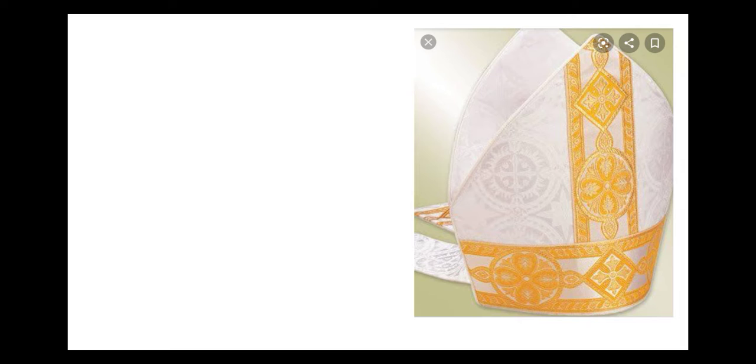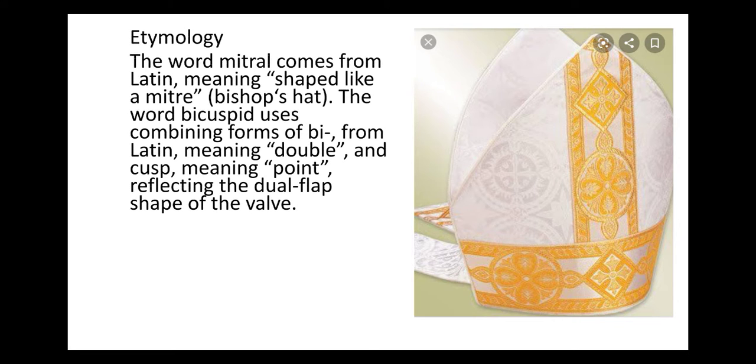The mitral valve. Now, this is between the left atrium and the left ventricle. Why is it called the mitral valve? Because it resembles the bishop's mitre. Now, the bishop's mitre, as you see, comprises two leaflets, and because it is bicuspid, it is called the mitral valve. It comes from the Latin word mitre, meaning a bishop's hat. The word bicuspid comes from bi meaning double and cusp meaning pointed, reflecting the dual flap shape of the valve.